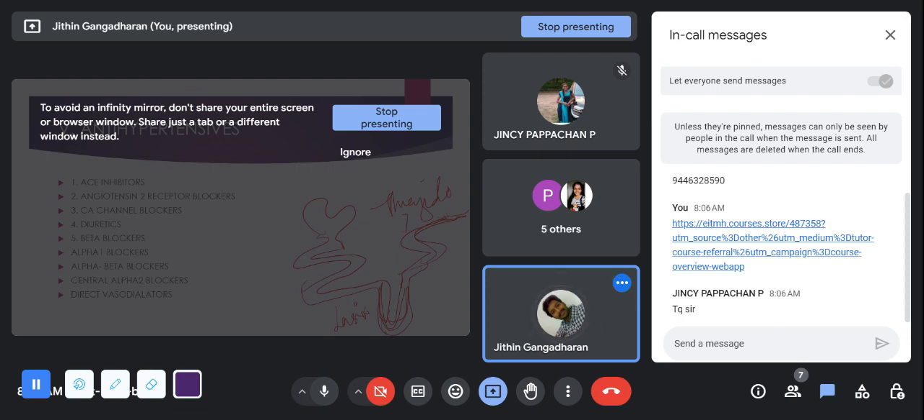Again, we have an osmotic diuretic, which is mannitol. Mannitol, the osmotic diuretic.